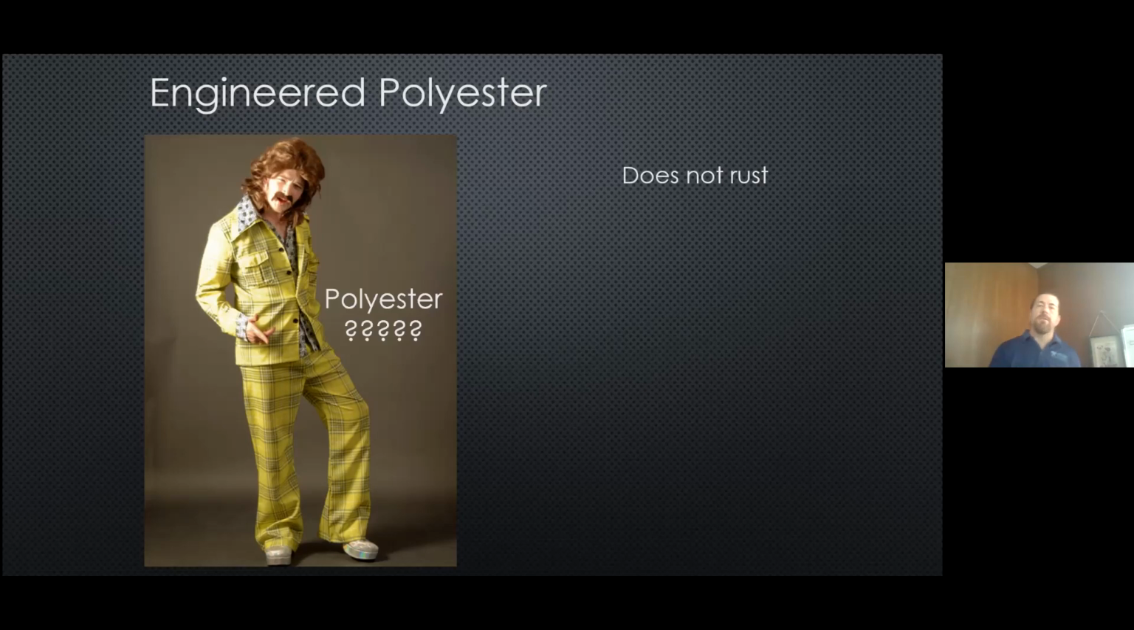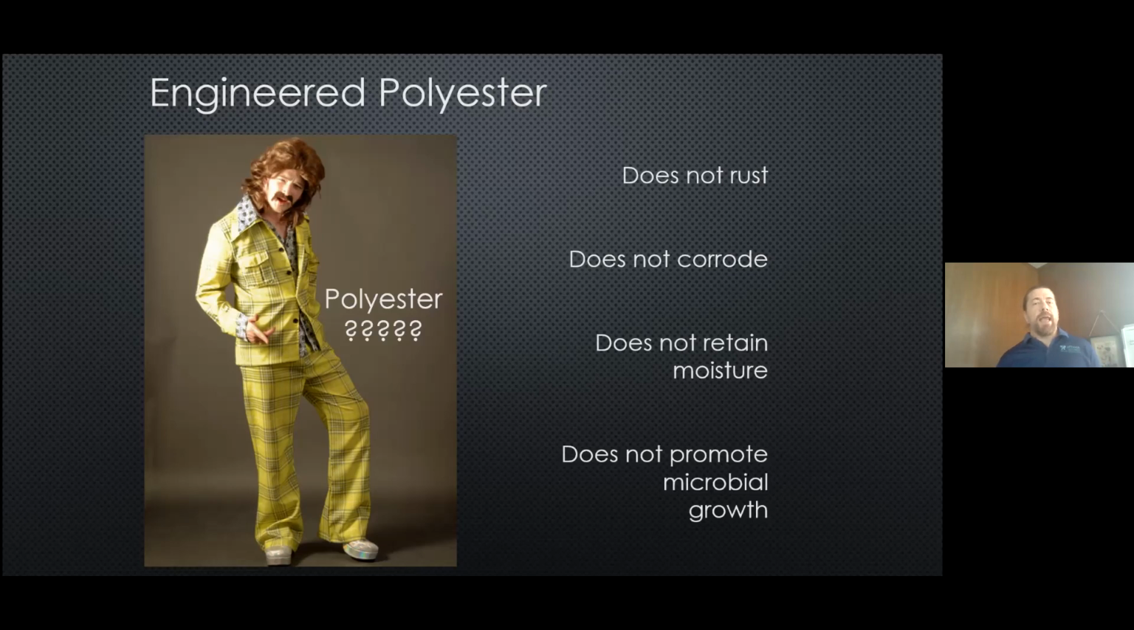The reason they do that is because these fabrics don't rust. They don't have any kind of corrosion issues whatsoever. There's no retention of moisture, and they're very antimicrobial. So you've got almost inherently clean materials that we're using with these. And again, this is applicable to all fabric duct manufacturers. They're all using engineered polyester for most applications.